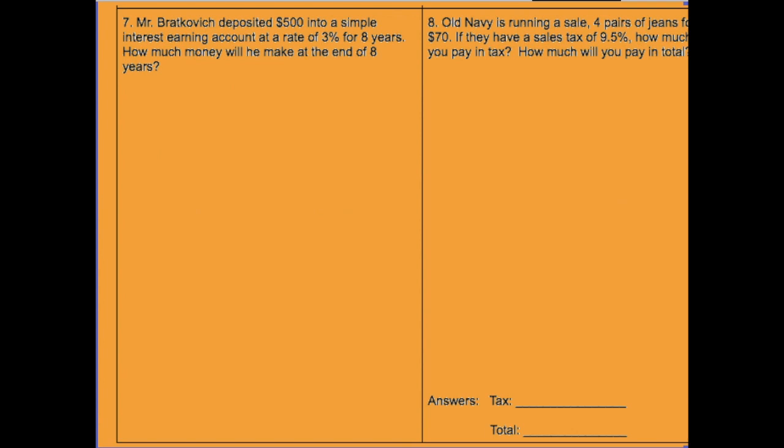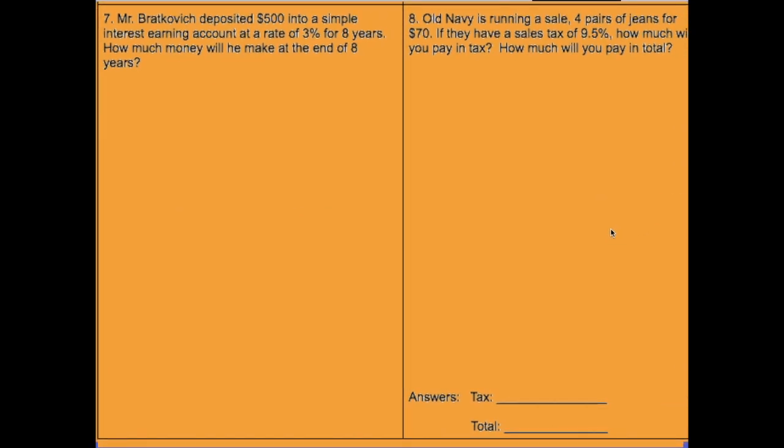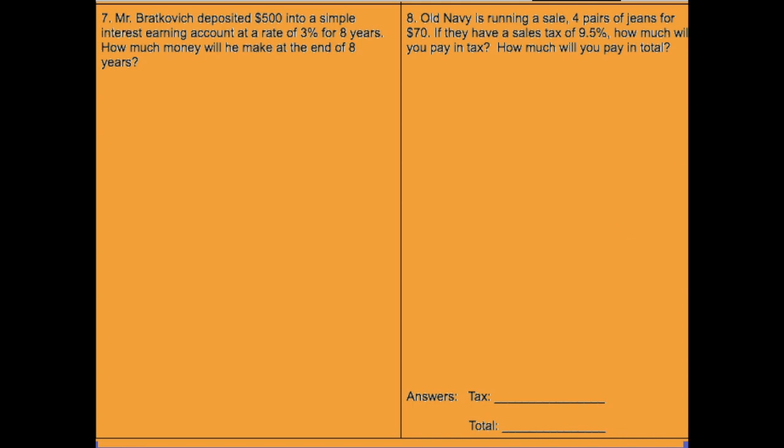We have 2 more left here. Number 7 is about simple interest, and number 8 is about tax. So let's check out this simple interest one first. Mr. Brakovich deposited $500 into a simple interest account at a rate of 3% for 8 years. So let's think of our simple interest. I equals P R T.